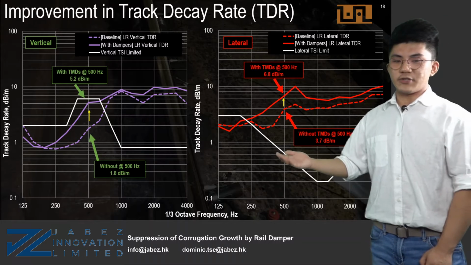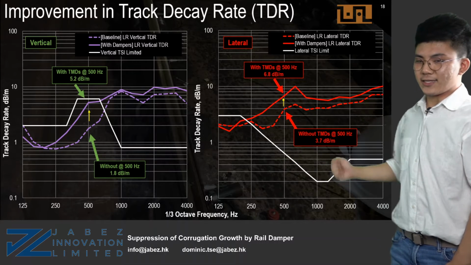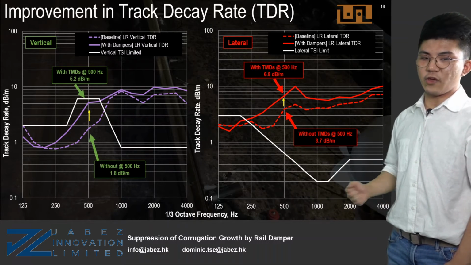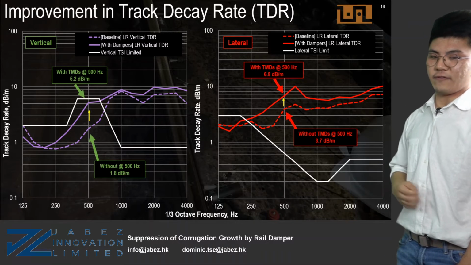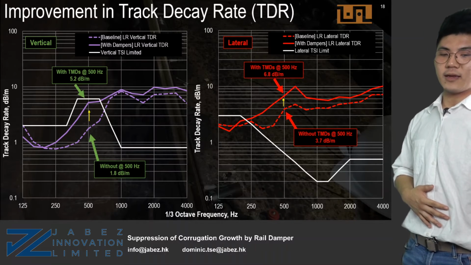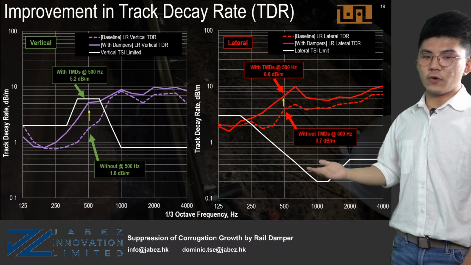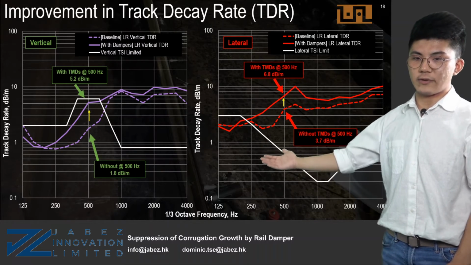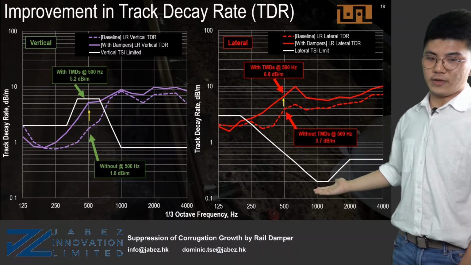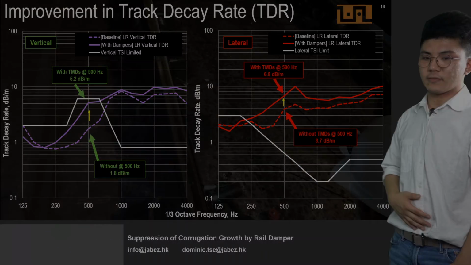First, let's look into the track decay measurement result. On the x-axis, we've got frequency in 1/3 octave band, and on the y-axis, we've got the TDR in dB per meter. The TDR at our target frequency of 500 Hz band is improved by 3.4 dB per meter for the vertical direction, and 3.1 dB per meter for the lateral direction.